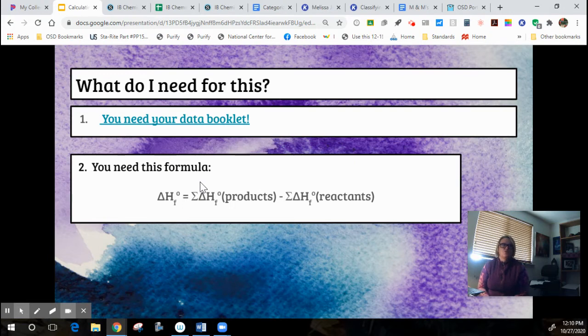You need this formula, which is very similar to the Learning Target 5 formula, but slightly different. The change in enthalpy of formation for a reaction can be calculated by doing the sum of the change in enthalpy of the products minus the sum of the change in enthalpy of the reactants. So take a moment, please write down this formula. And you might want to make a note here. This is where you use table 12. Use the table 12 values here.